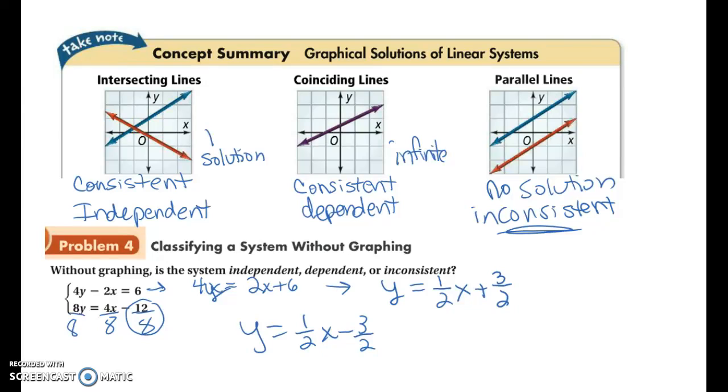So now look at the two equations. They have the same slopes. If they have the same slopes, that means they're either lying on top of each other or they're two parallel lines. Since the b values are different, that means they are not the exact same line, they are parallel. And that would mean this would be inconsistent solutions.